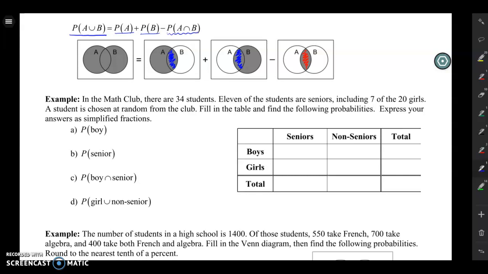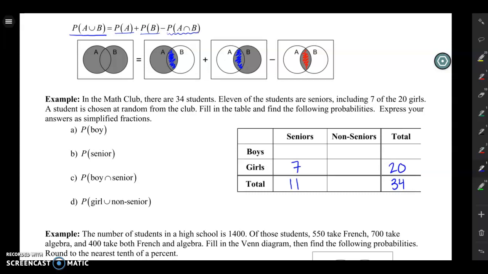First we want to fill in our table down here. We know that there are 34 kids in the math club, which means that my grand total over here on the far right is going to be 34 kids. We know that 11 of the students are seniors, which means that the total in the senior column is going to be 11. And we know that 7 of the 20 girls are seniors, so we have 20 girls, and 7 of them are seniors.